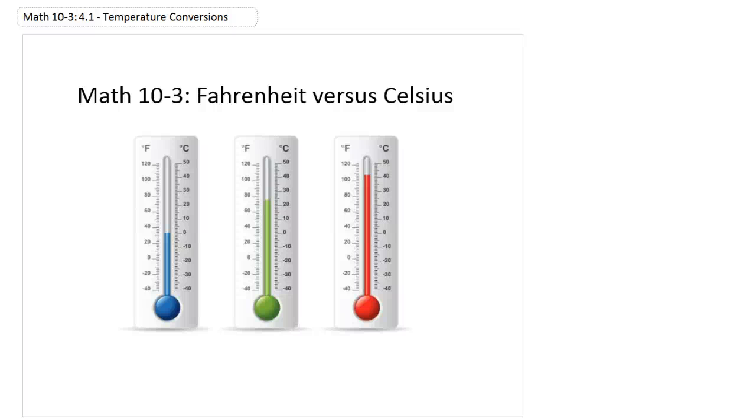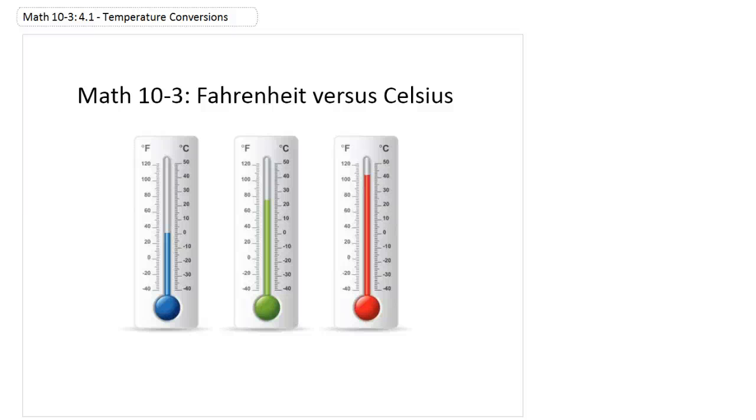So today in Math 10-3, we are looking at temperature conversions. This is lesson 4.1. And so we're going to be converting between Fahrenheit and Celsius. Again, Celsius is the temperature that we use in Canada. It's the one that's most commonly used, and Fahrenheit is one that is used in the States primarily.